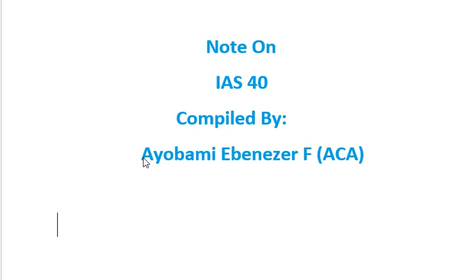We shall be looking at IAS 40, and that is investment property. This is also one of the standards you need to know as an accountant or anyone preparing for ACCA or ICAN Financial Reporting examination or Corporate Reporting, as it were. It's one of the standards that you need in preparation of certain investment property under your statement of financial position.